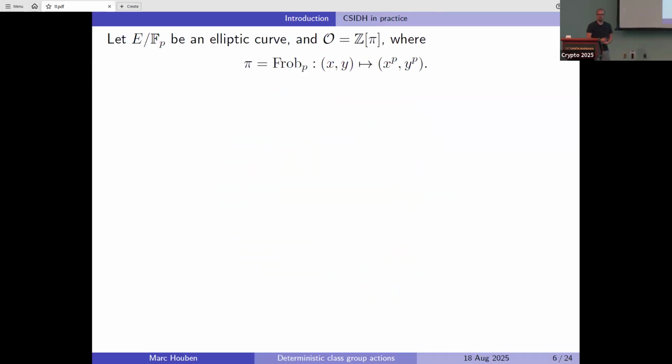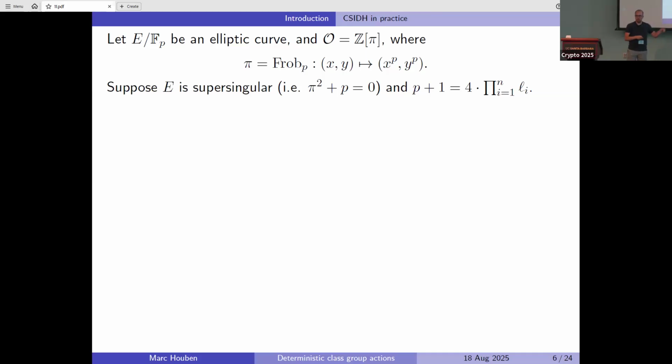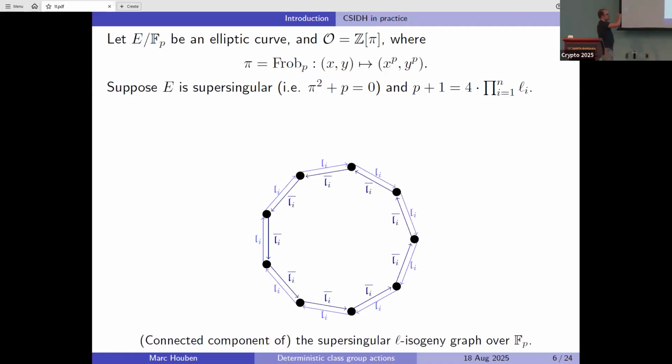So what about this group? There's this class group. It turns out to be the class group of this order that's generated by the Frobenius endomorphism. This is probably my most technical slide, by the way. So if you don't understand everything, don't worry too much. I'm assuming that my curves are supersingular. That's what the S in CSIDH stands for. And that p plus 1 is smooth. So I need lots of small odd divisors ℓ_i in p plus 1. And this guarantees that for each of those divisors, there's always exactly 2 outgoing ℓ_i-isogenies.